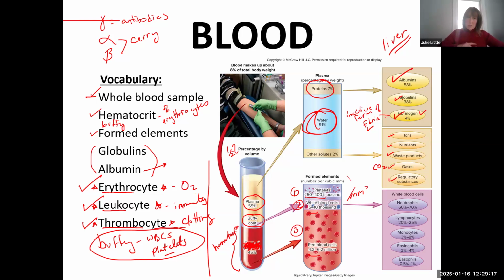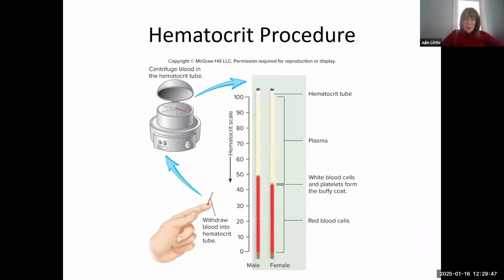So these are all the parts to the blood, and it's sort of important. 55% of a whole blood sample is plasma. Only 1 to 2% is made up of the buffy coat, which will be the leukocytes and the platelets. And then the hematocrit, which is made up of all the erythrocytes, will be about 45%. Here's 55%. There's a 45% down here of a whole blood sample.